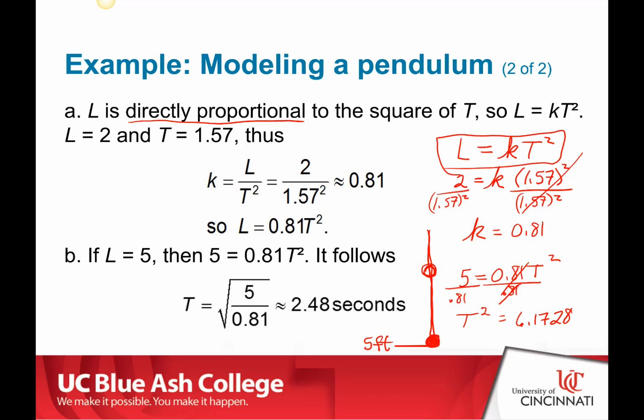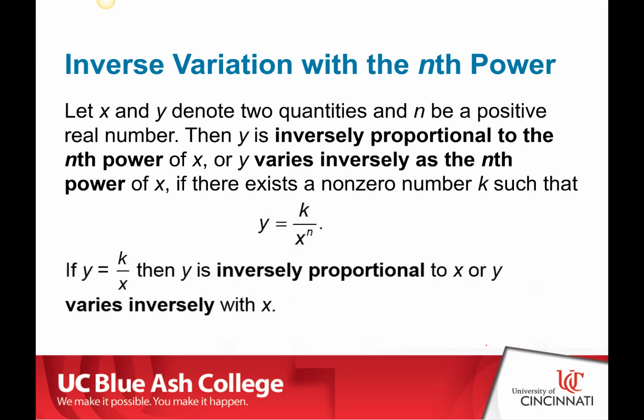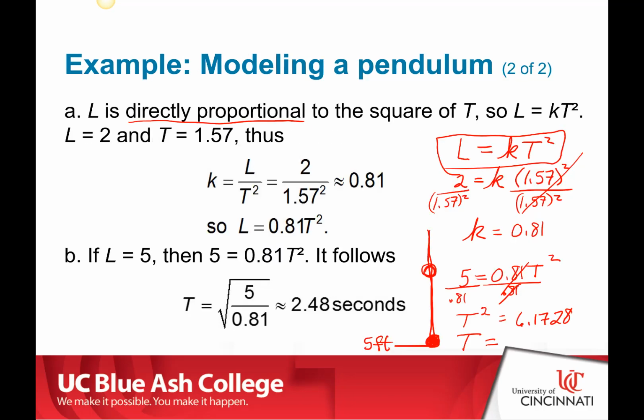Why isn't that the answer? That's right. Yeah, this is t squared, isn't it? And we want to know what t is, so we're going to have to take the square root of that. Okay, so when I do the square root of that number, it gives us 2.48 seconds.